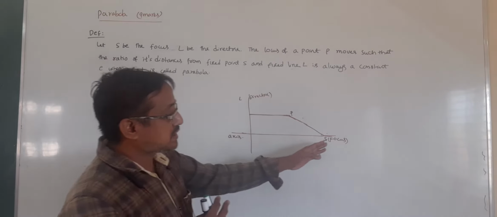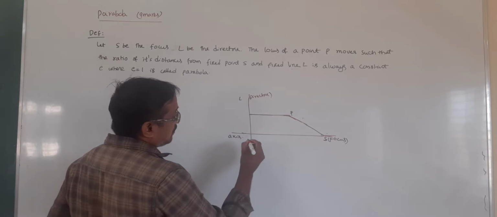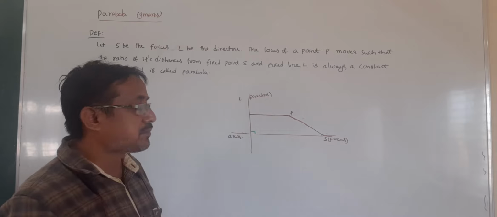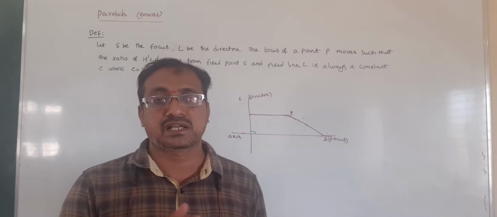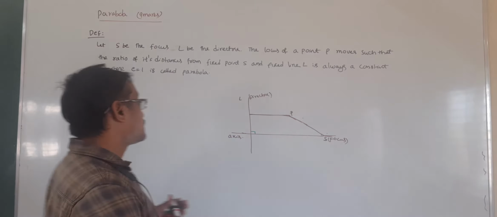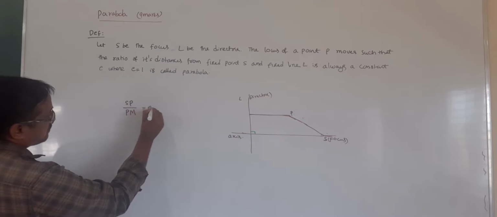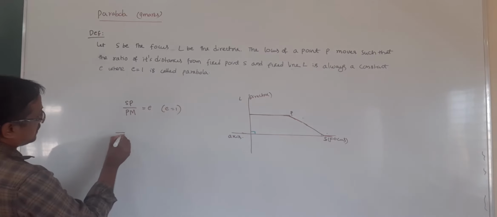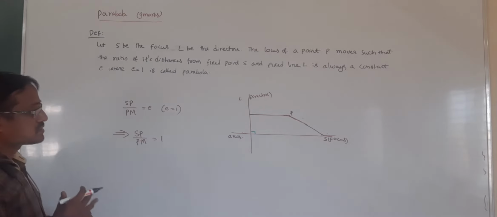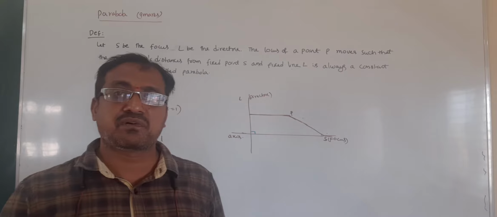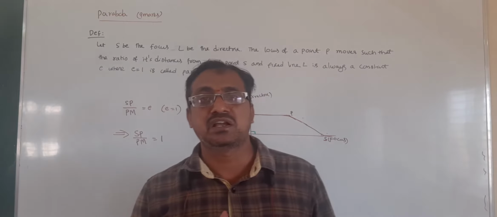So the fixed point is called the focus and the fixed line is called the directrix, and the line passing through the focus and perpendicular to the directrix is called the axis of the conic, or the axis of the parabola here. So by the definition of parabola, SP by PM is equal to E, where E is equal to 1. That means SP by PM is equal to 1. The set of all points which move satisfying this condition will form a parabola.